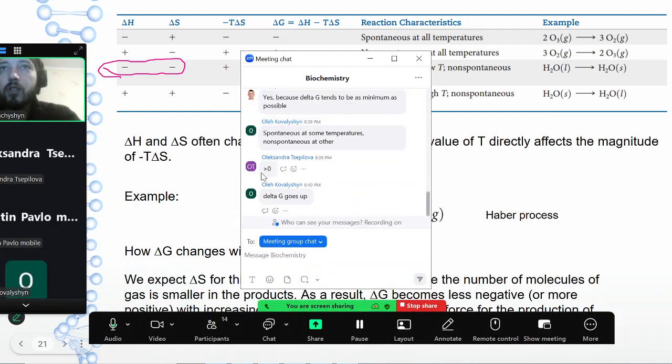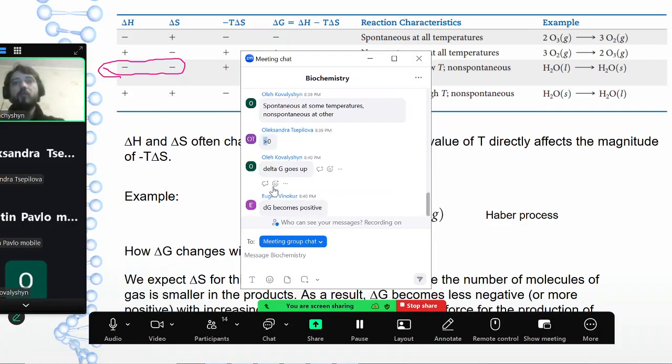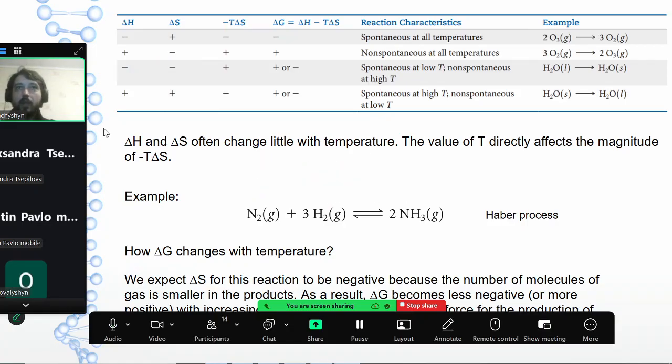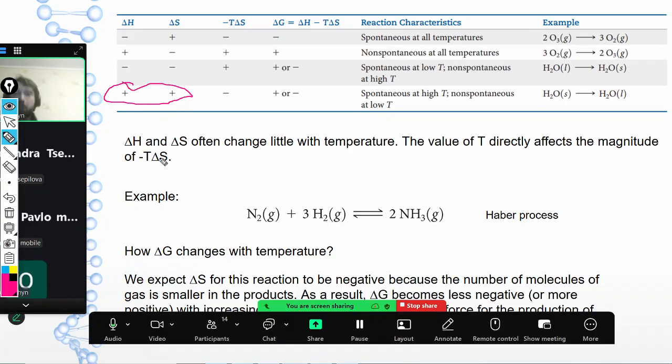Yes, delta G goes up, absolutely correct. It will become greater than 0. And at the moment it becomes greater than 0, this reaction starts being non-spontaneous. So it will be spontaneous in the backward direction. And similar logic may be applied to this case when we have two pluses.